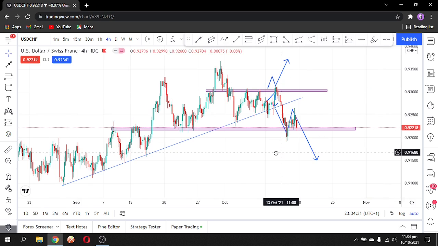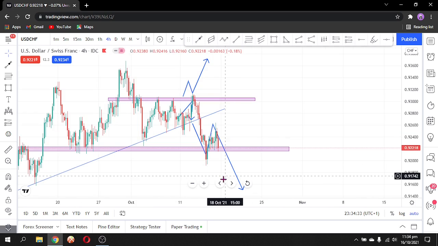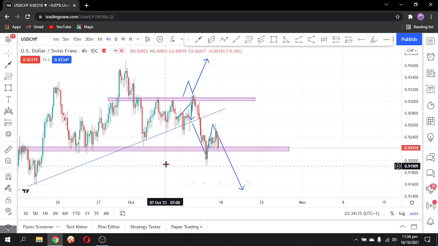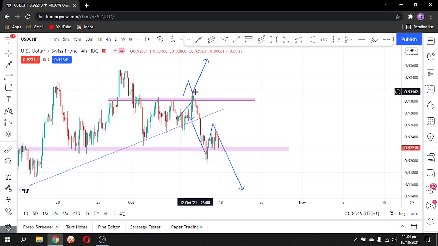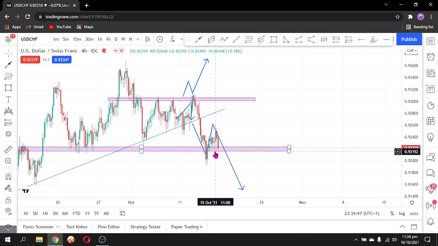These predictions were made during our previous weekly analysis. We predicted that price will go back to touch this resistance, and we said that price will likely break that resistance or push down to break this bullish trend line. We said price will then make a retest before going down, and now price is resting at this support.